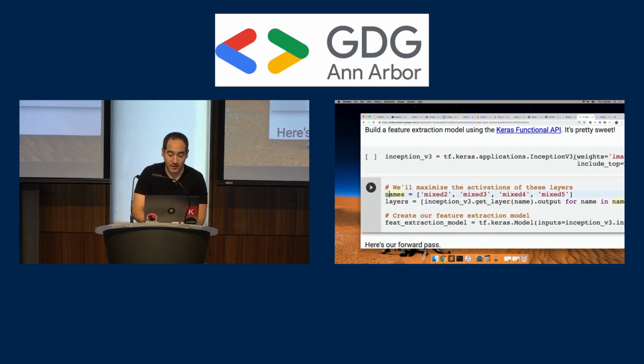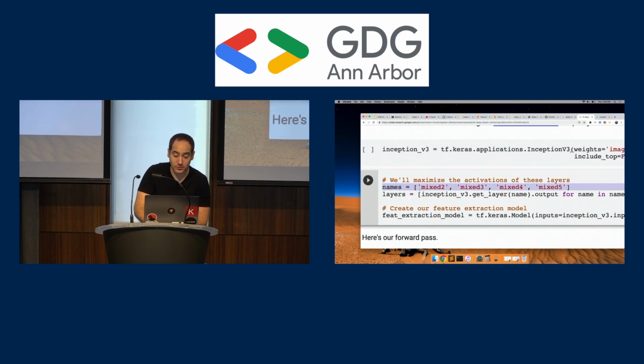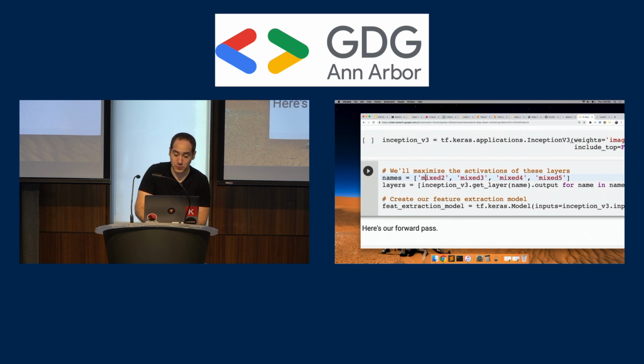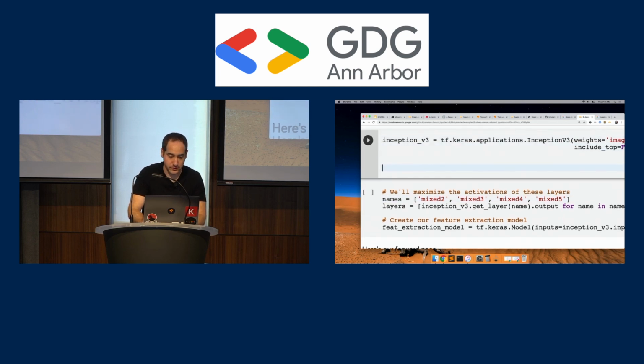What I'm doing here is writing a model to get the output of these layers. And I'm choosing these layers because I saw in a different implementation that they worked well. You can try other ones. And if you want to see all the layers in the model, you can do something like this, Inception v3.summary. And that will just print out all the layers.